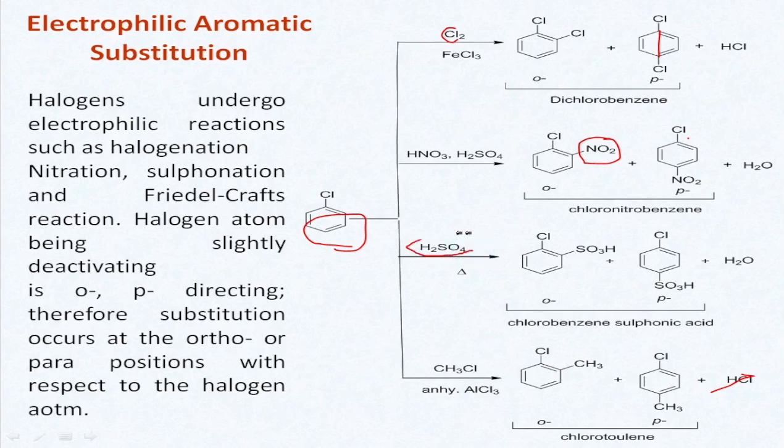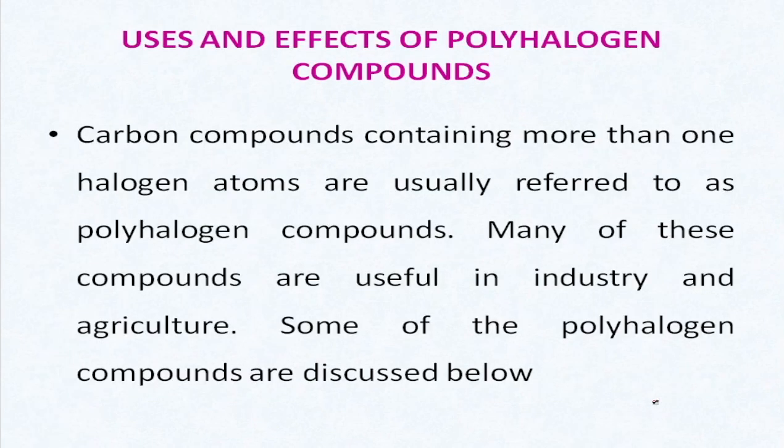Sulfonation is with heat and sulfuric acid. SO3H adds, giving ortho-chlorobenzene sulfonic acid and para-chlorobenzene sulfonic acid. Friedel-Crafts reaction now gives ortho-chlorotoluene and para-chlorotoluene.